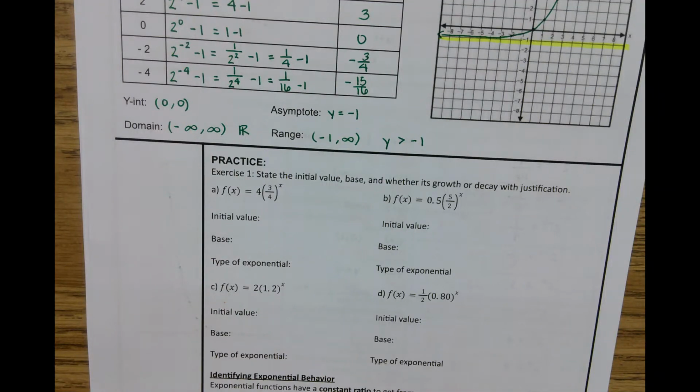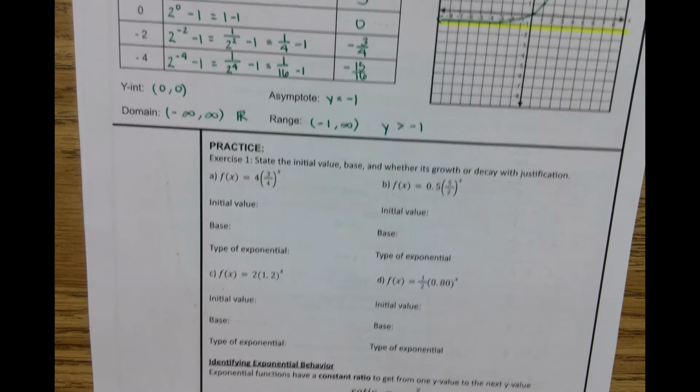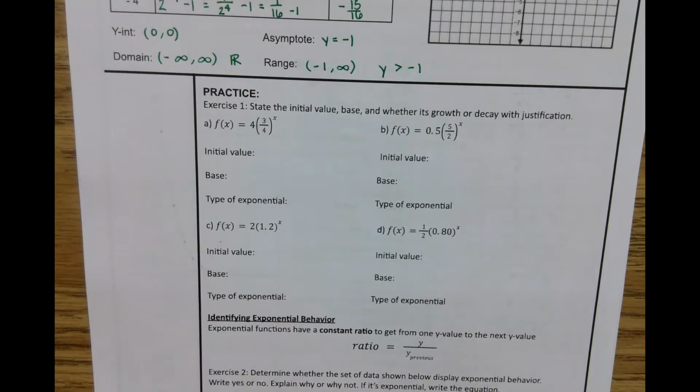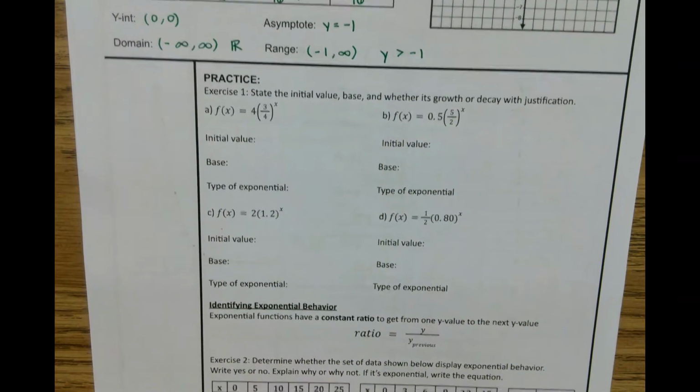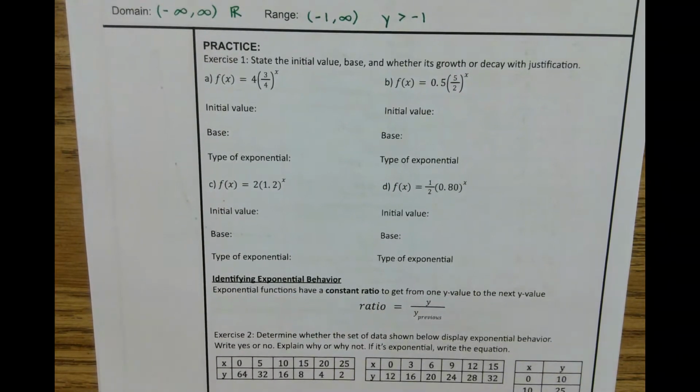So now that we've learned how to graph exponential functions, we're going to be talking about finding some of the key features of exponential functions and how we write them. Okay, so here, starting with this exercise 1, we're going to state what the initial value is, what the base is, and whether it's growth or decay with justification.